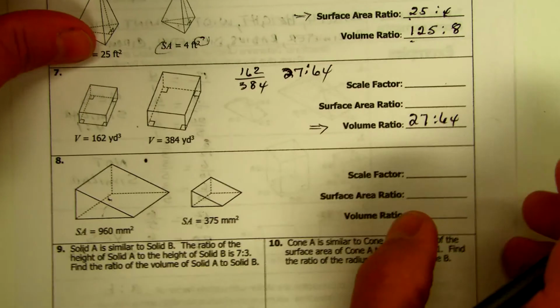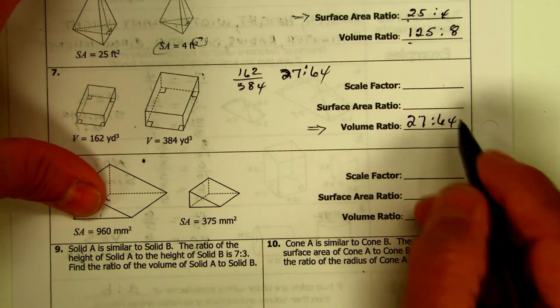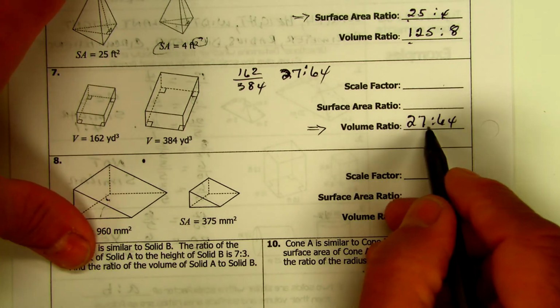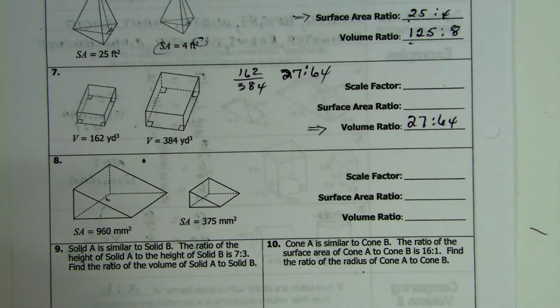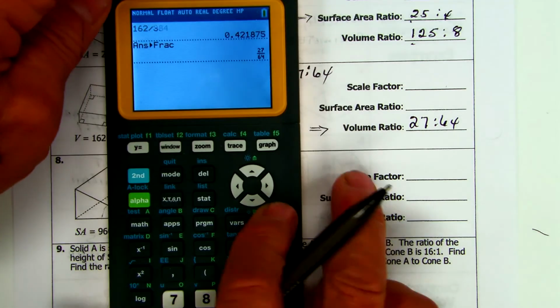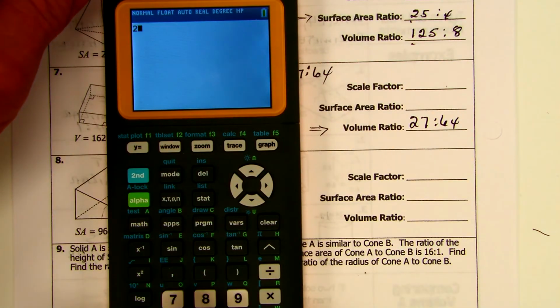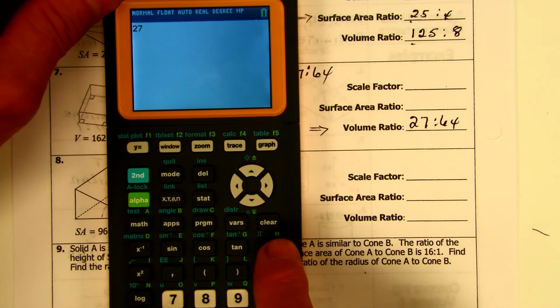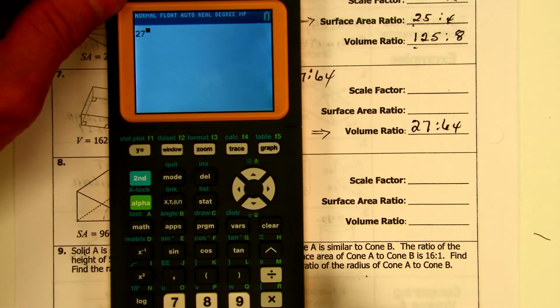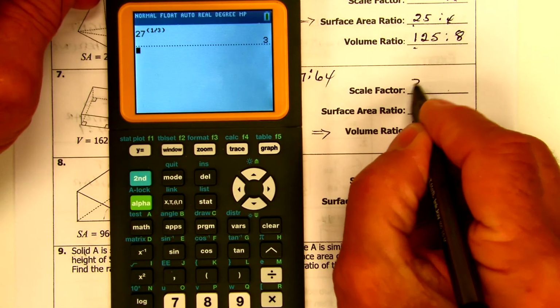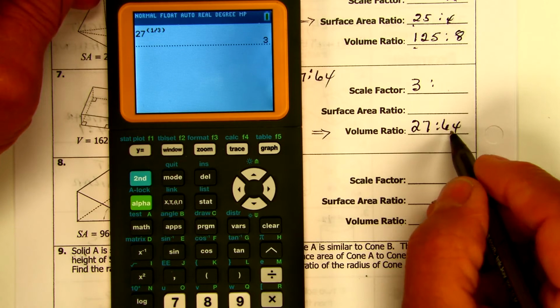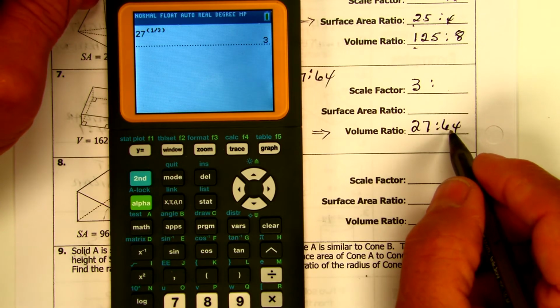Now, I always want to go back to scale factor first. So what do I do to this? Cube root it, right? Now let me show you how to do that on your calculator if we don't know that already. I'm going to put in 27, hit the caret key, and raise it to the parentheses 1 divided by 3, close parentheses, the 1/3 power. 3. Now I can do the same for this, but I know that 4 times 4 is 16 times 4 is 64.